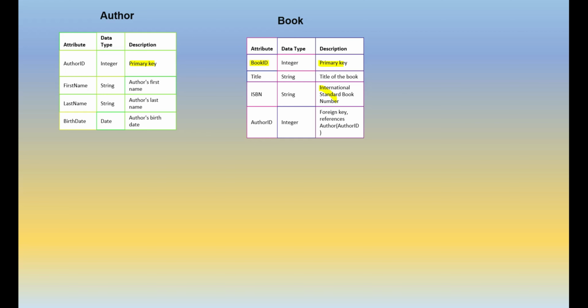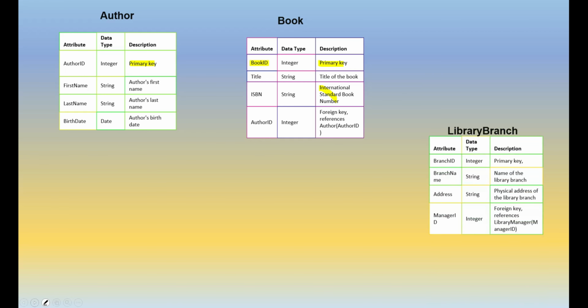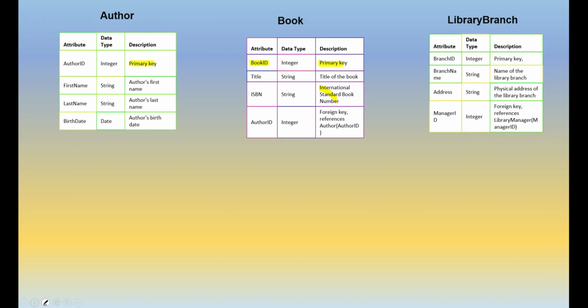Author ID is again a foreign key, a reference coming from this table, right? So then we have a library branch. Library branch has a branch ID. So every table should have an ID as you can see here, right? Which can eventually identify a particular entity. So then you have a branch name, the name of the branch, an address, the physical address of the library branch, and you have manager ID. So who is the manager for this?